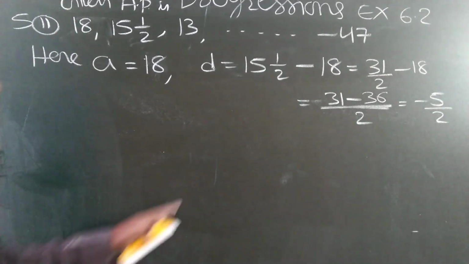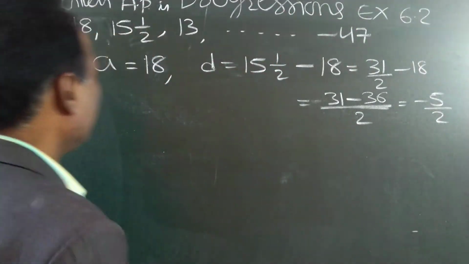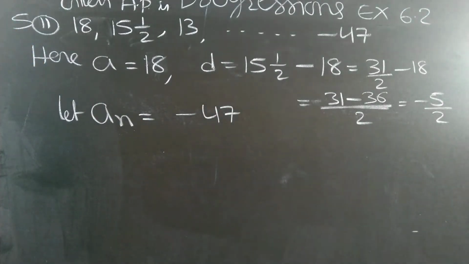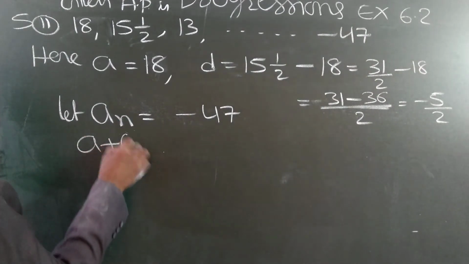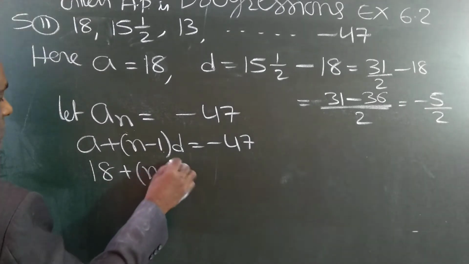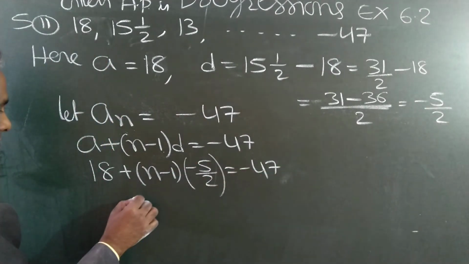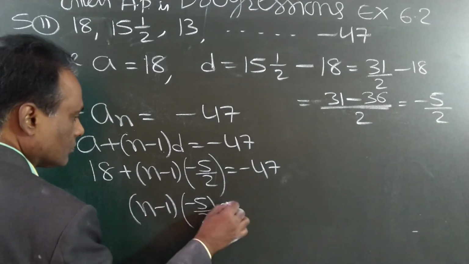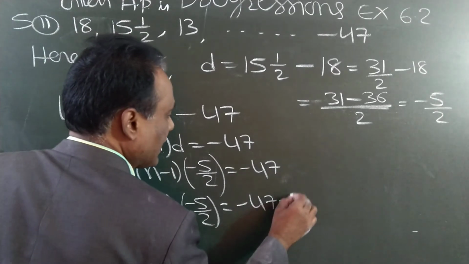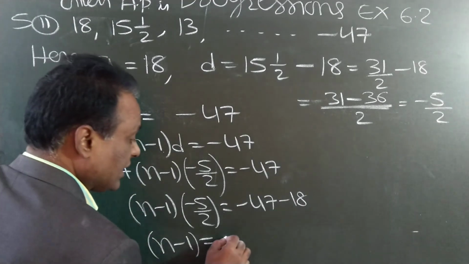Now, minus 47 is which term? How many terms are there? Is it the 10th term or 11th or 12th? You have to tell. Let minus 47 be the nth term. What is the formula for the nth term? A is 18, D is minus 5 by 2. Minus 18 taken to the right side: minus 47 minus 18 is minus 65.